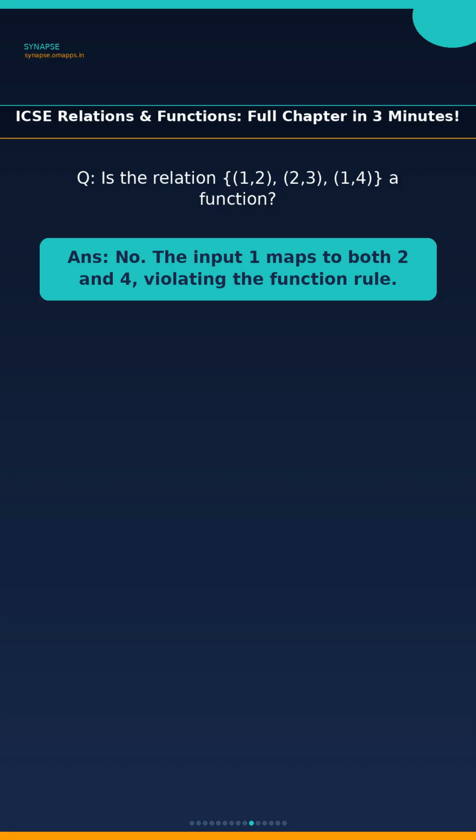Let's try a quick problem. Question: is the relation {(1, 2), (2, 3), (1, 4)} a function? The answer is no, because the input 1 gives you two different outputs, 2 and 4. That breaks the rule for functions.